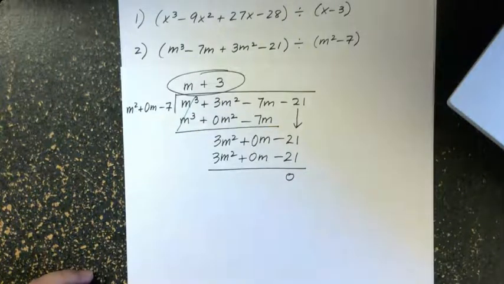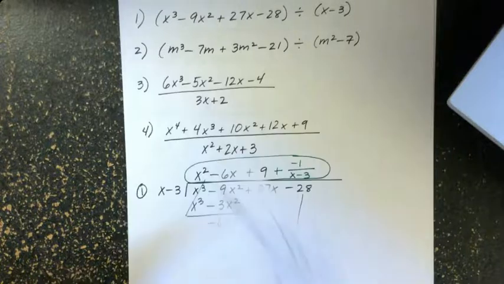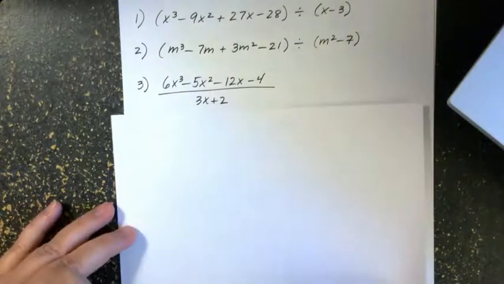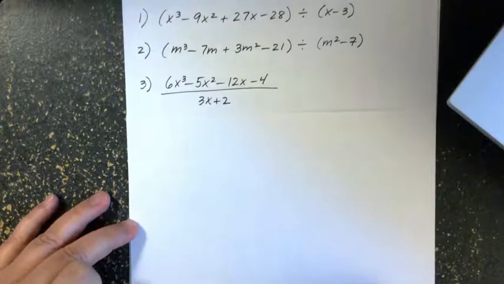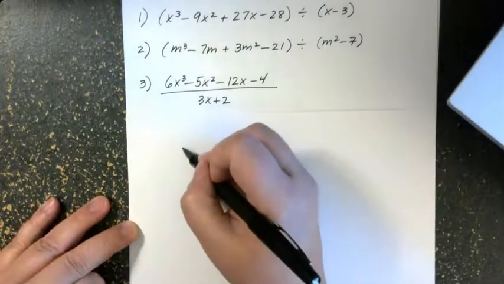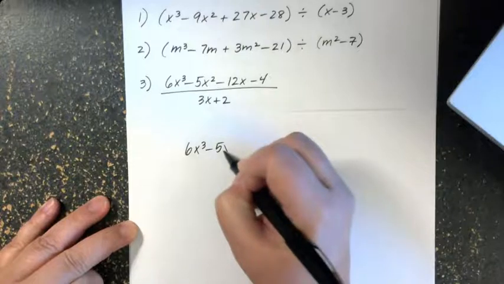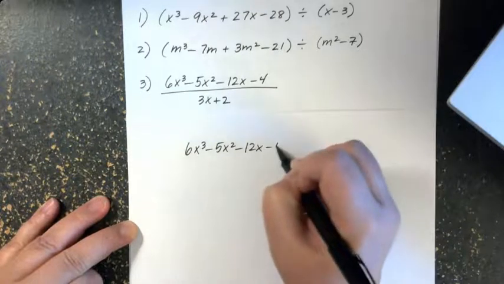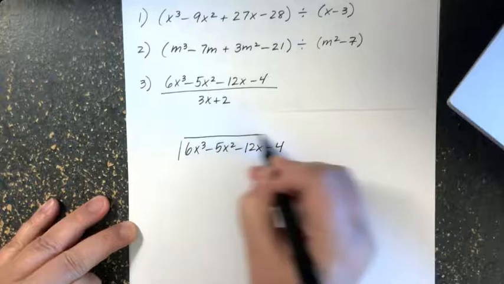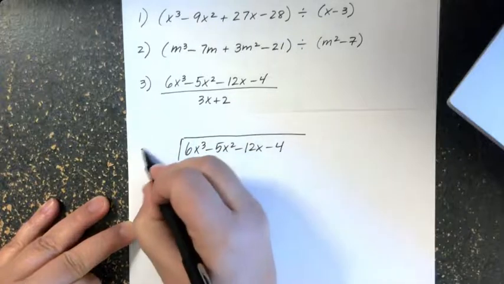That is number 2. Let's do number 3. Here we go. 6x cubed minus 5x squared minus 12x minus 4, all divided by 3x plus 2.